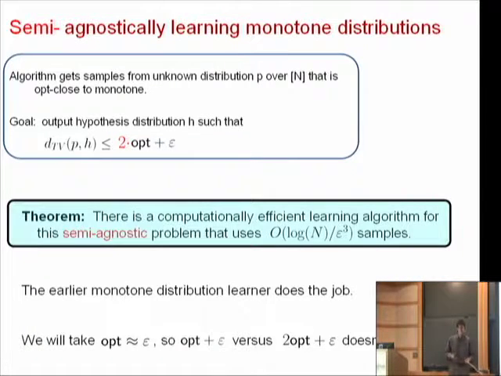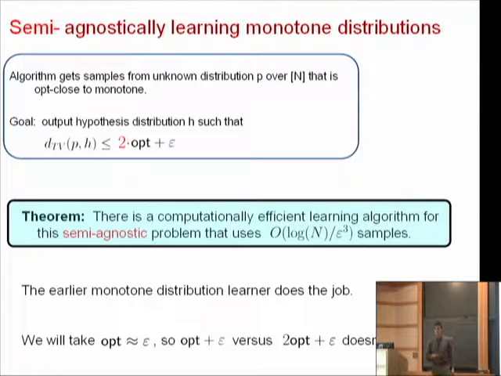If you do the analysis of that earlier algorithm, in this case where you are not perfectly monotone, but you're opt far from monotone, at least the way we did the analysis, it seems like you end up with a hypothesis that's 2 opt plus epsilon, because you use the triangle inequality. But that's not going to be a problem, right? We're going to end up running it exactly like you said, where we're epsilon far from monotone, and so epsilon plus epsilon versus 2 epsilon plus epsilon, it doesn't matter for us.